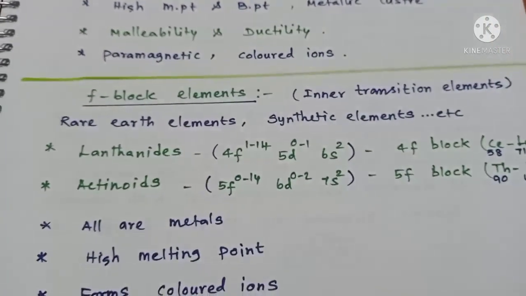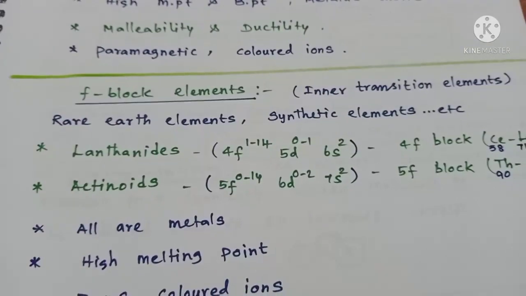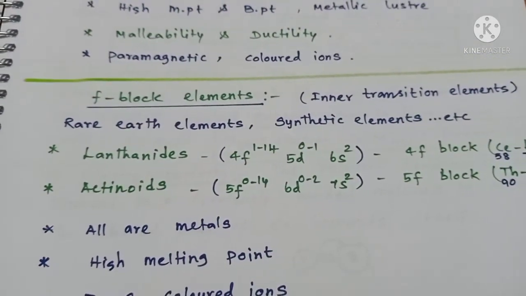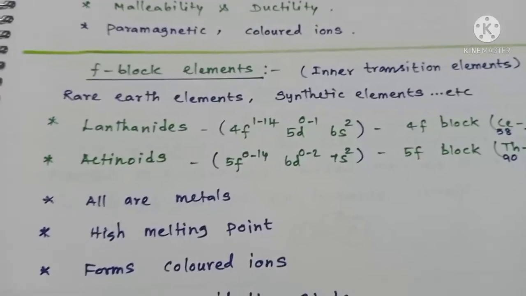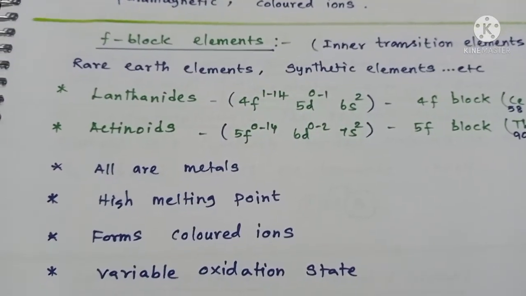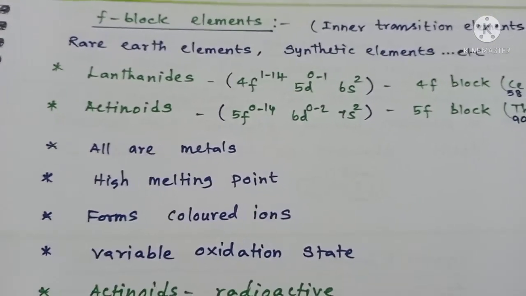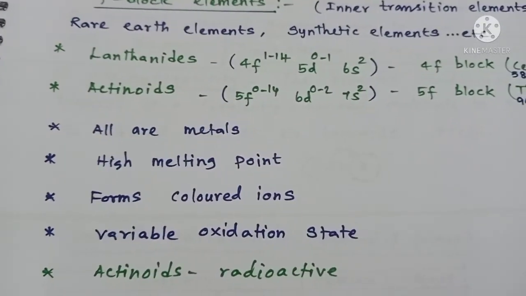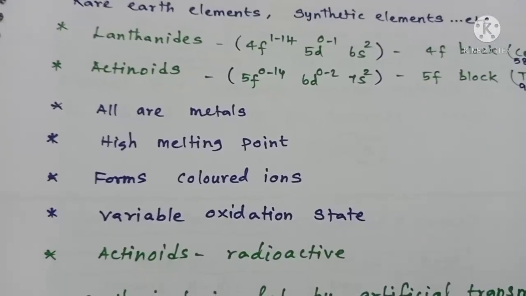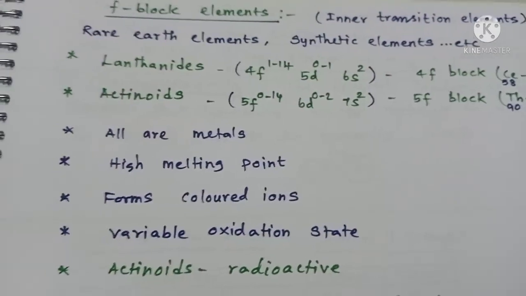Okay, right. Then like D block and S block, F block is also fully metals. All the elements are metals. They possess high melting point. Like D block, they also form colored ions. Okay, colored ions, they form complexes, coordination compounds. Some elements possess variable oxidation state.